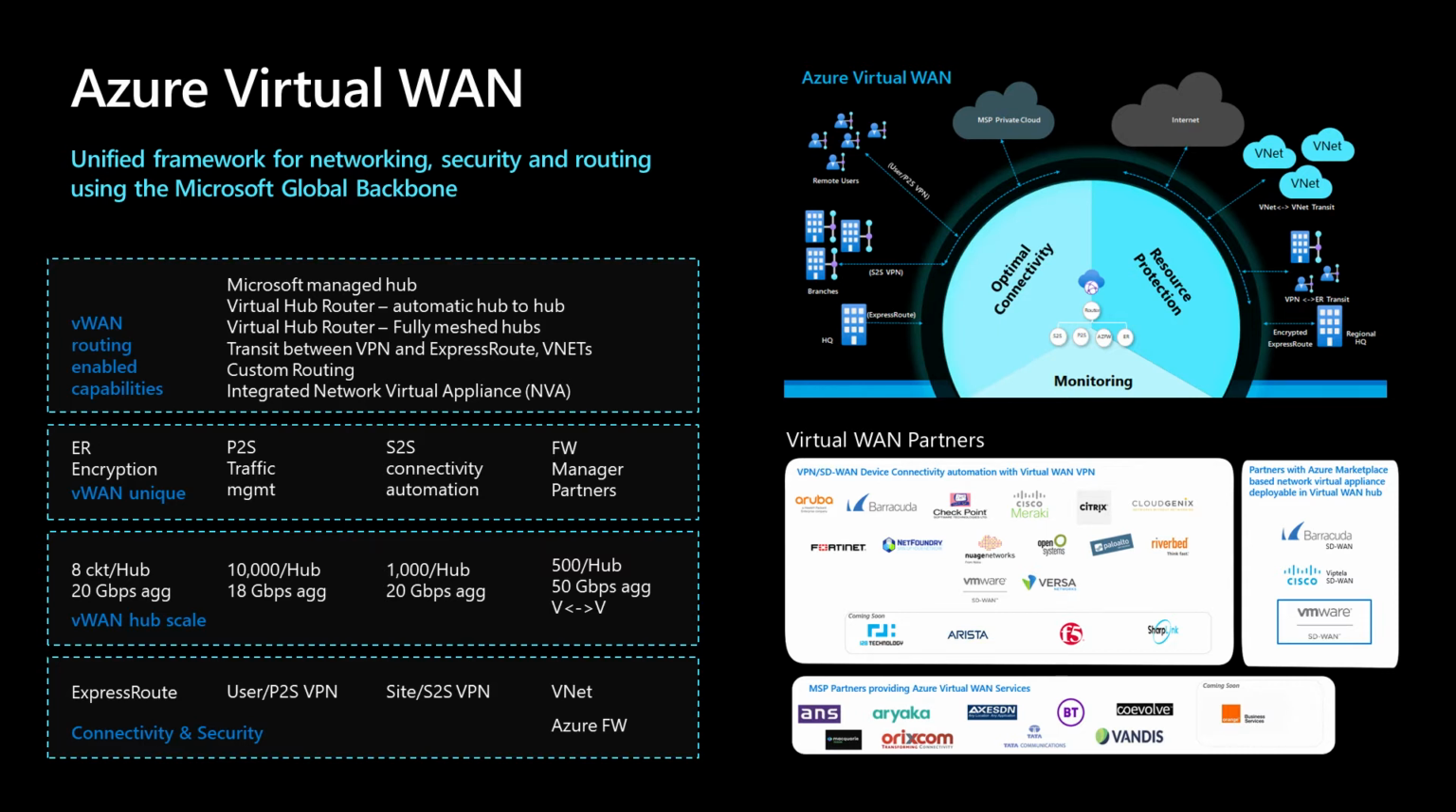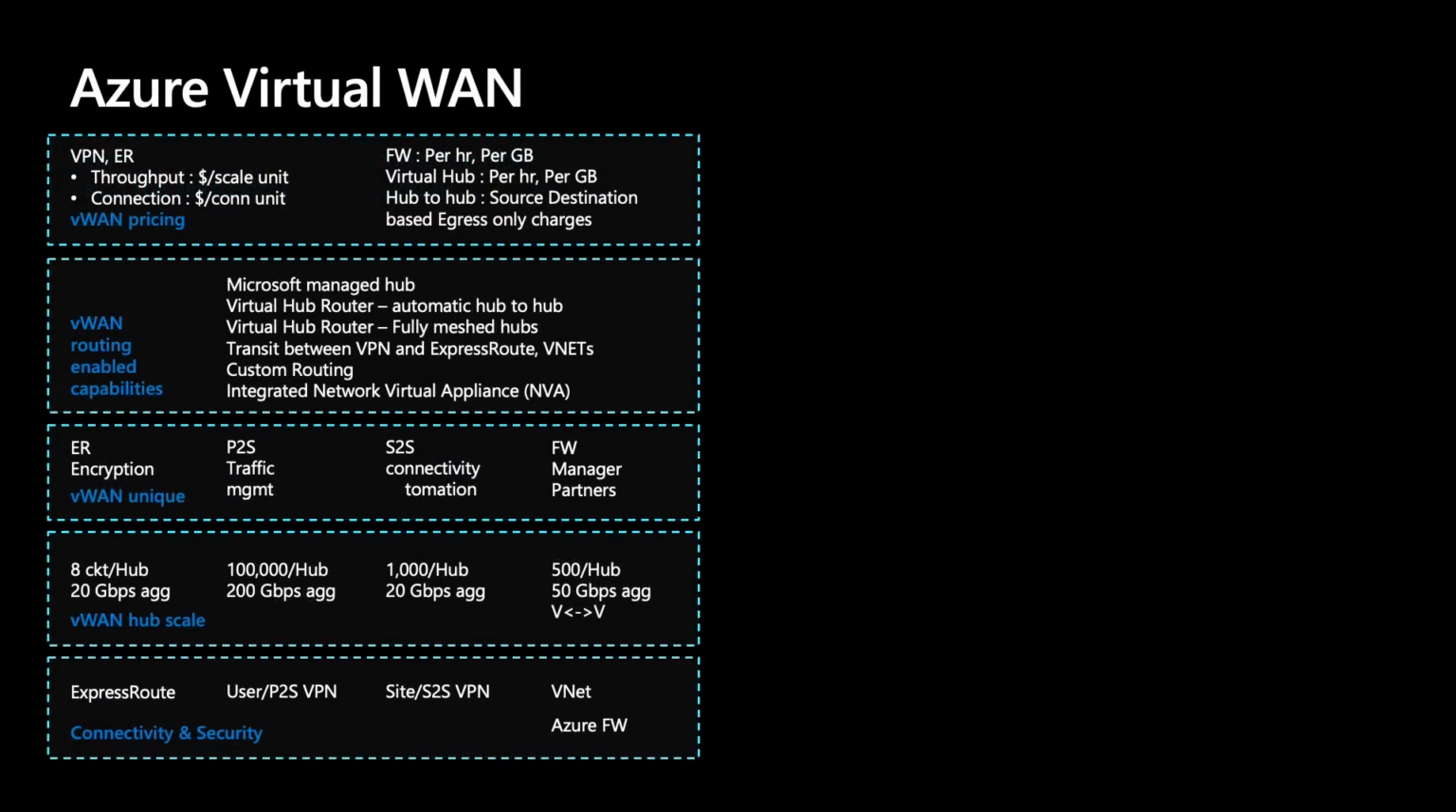We also partnered with a bunch of SD-WAN VPN providers to automate terminating SD-WAN VPN tunnels in Azure. We also partnered with a few companies to put their NVAs, their network virtual appliances, inside of the Virtual WAN hub. We already have Cisco and Barracuda, and we're very proud to announce the VMware SD-WAN solution in the Virtual WAN hub today.